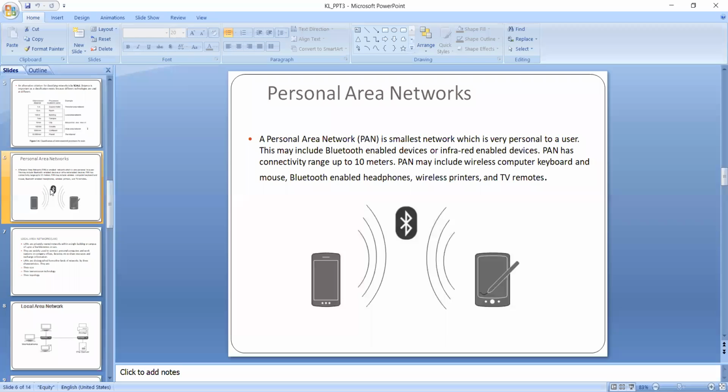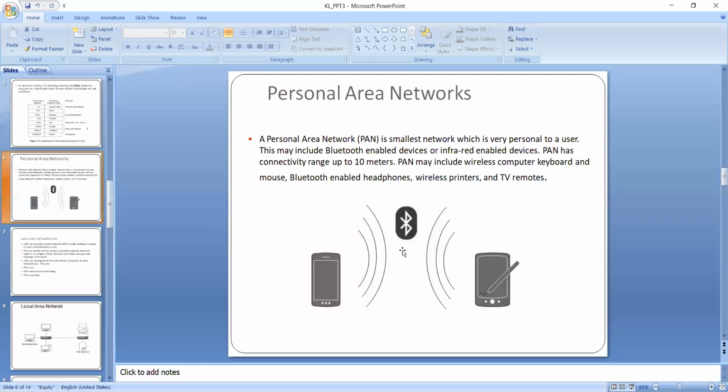Not only that, when these PANs are used with RFID and other technologies, like RFID on smart cards and library books also, it is very useful. So these are the various applications of the personal area network, and you have to remember that the best example is Bluetooth.